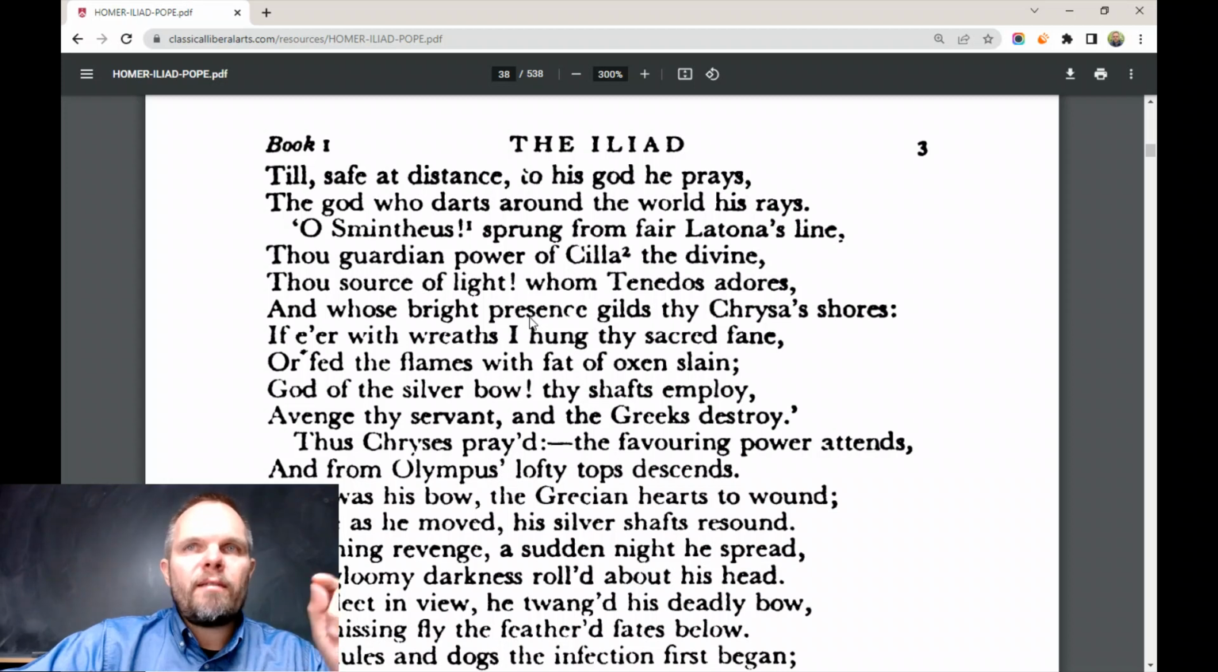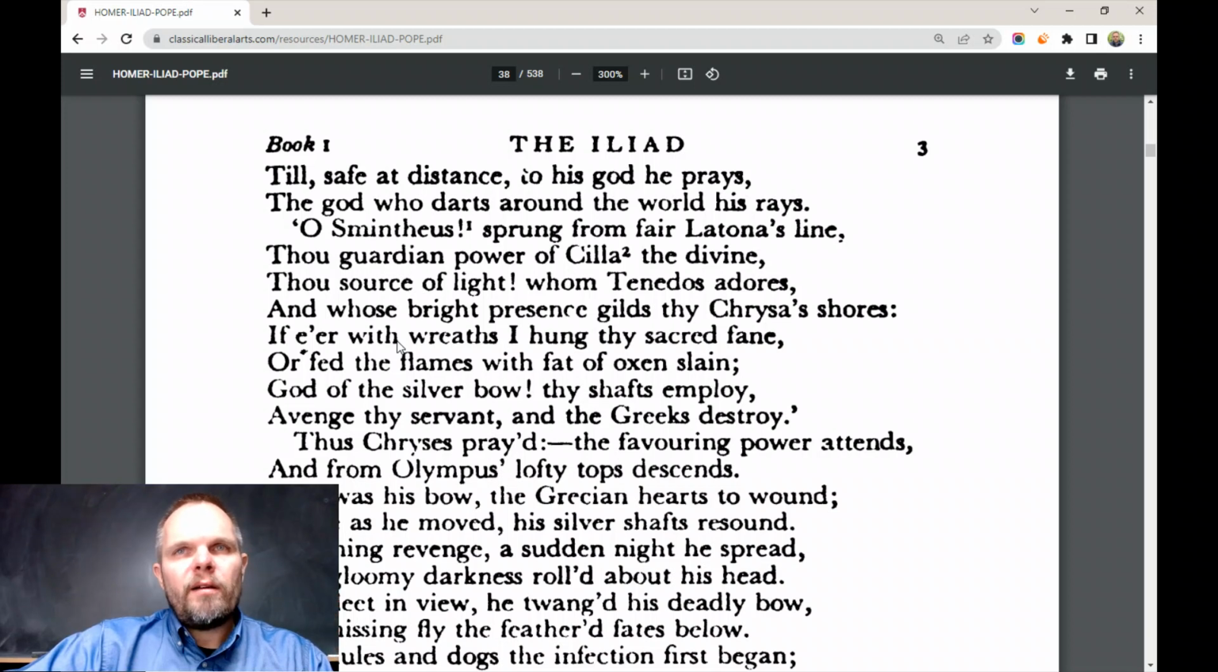"O Smintheus," another name for Apollo, "O Smintheus, sprung from fair Latona's line, thou guardian power of Scylla, thee divine, thou source of light whom Tenedos adores, and whose bright presence gilds thy Chrysa's shores.